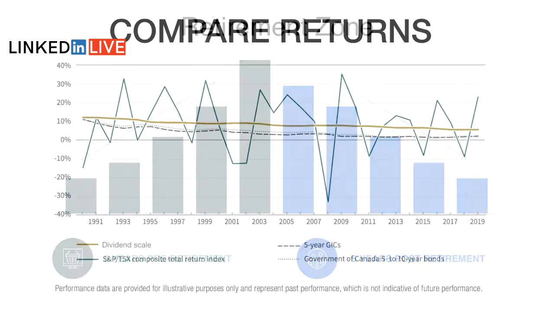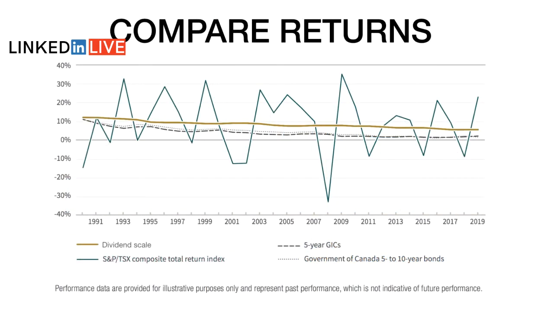In 2008 and 9, it took almost 5 years to see people get back to their original balances. With the life insurance, no problem. You were getting the annual dividend no matter what. And then, of course, you see the GIC, the dotted line, that's a 5-year GIC, and then government 5 to 10-year bond. Those are the low risk, low return.